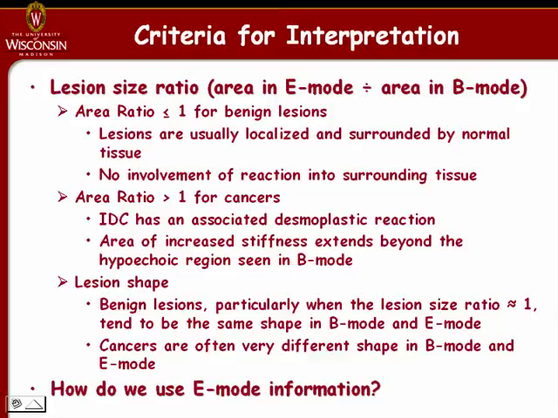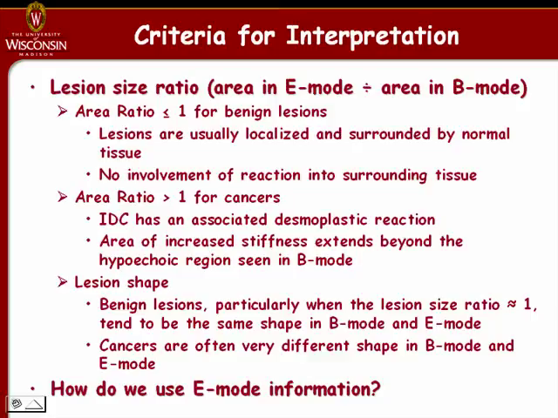We can understand that by the fact that benign lesions are usually restricted to the tissue that they're growing within. For example, a fibroadenoma growing in the duct is restricted to the confines of the duct. It doesn't infiltrate beyond the duct. So since there's no reaction or involvement outside the duct, the stiffness in the elasticity image is consistent with what we see in B mode.